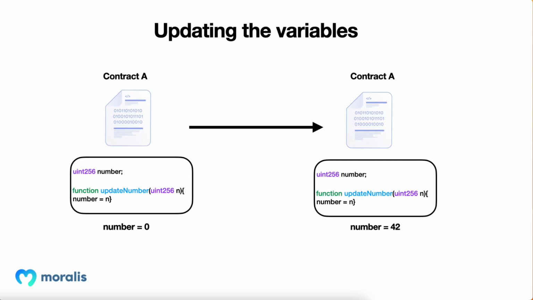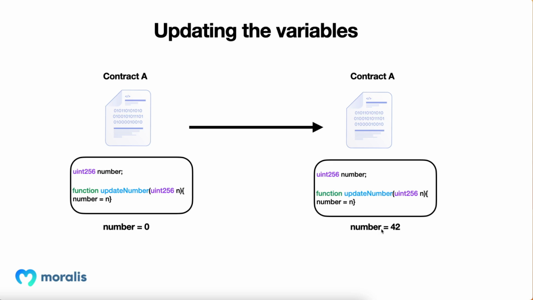So let's understand what update means in this context. Here we have the same contract, contract A, and this contract has a function called update number, which is going to just change the variable number to the new input variable. So here we have the number which is going to start at 0, and let's suppose we call this function and now the variable is updated to the number 42.